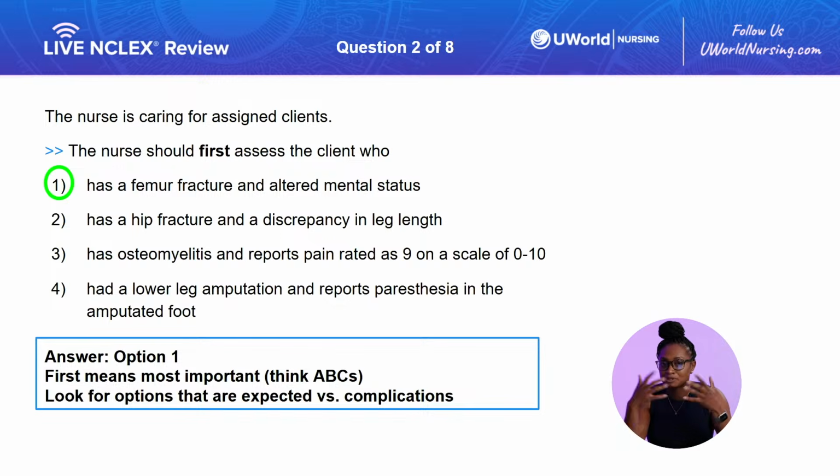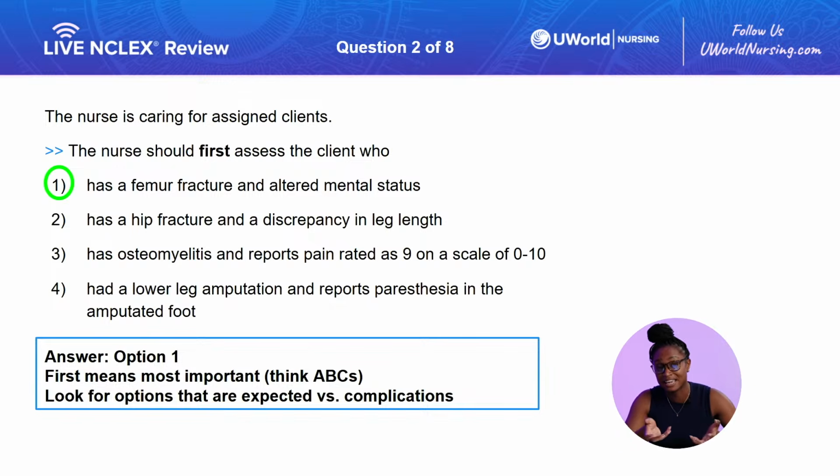Altered mental status is pretty high up there with any prioritization questions, maybe after those ABCs, because we know that something is being altered and is wrong. Options 2, 3, and 4. Option 2 has a hip fracture and this discrepancy in the leg length. This is kind of to be expected, especially if they haven't fixed the hip fracture. So a discrepancy from the hip, that sounds pretty reasonable. Option 3 has osteomyelitis and reports pain rated as a 9 on a scale of 0 to 10. Again, osteomyelitis is that infection of the bone. This is an expected finding.